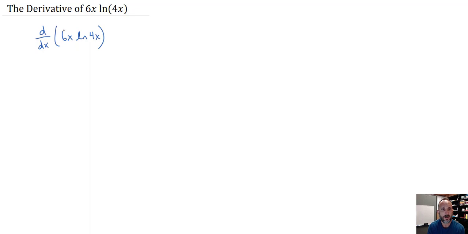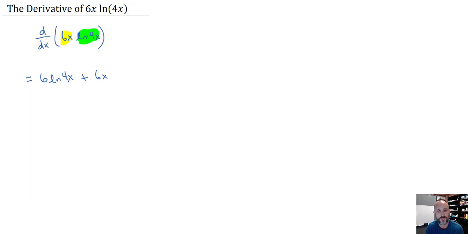Now, upon inspection, this is a product of two functions, 6x times the natural log of 4x. And so on the surface, this is a product rule. So what we'll do is we'll take the derivative of the first function. So the derivative of 6x is 6. So that's the derivative of the first. We need to multiply that by the second function, the natural log of 4x. Then we need to add to that the first function, 6x, times the derivative of the natural log of 4x.